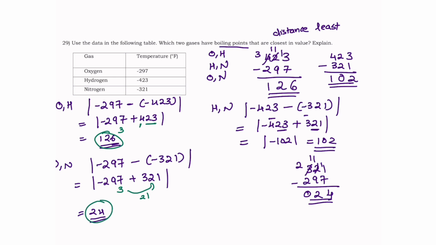126, 24, and 102. So what's the answer? We just said this has to be the least, right? So the least one is this. Okay? So those are the 2 gases, oxygen and nitrogen, that have the closest boiling points.